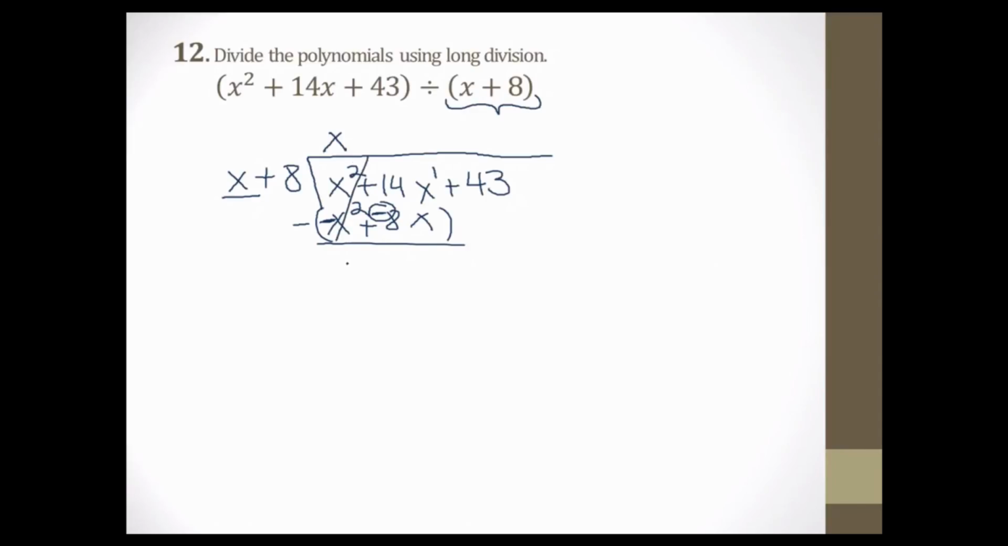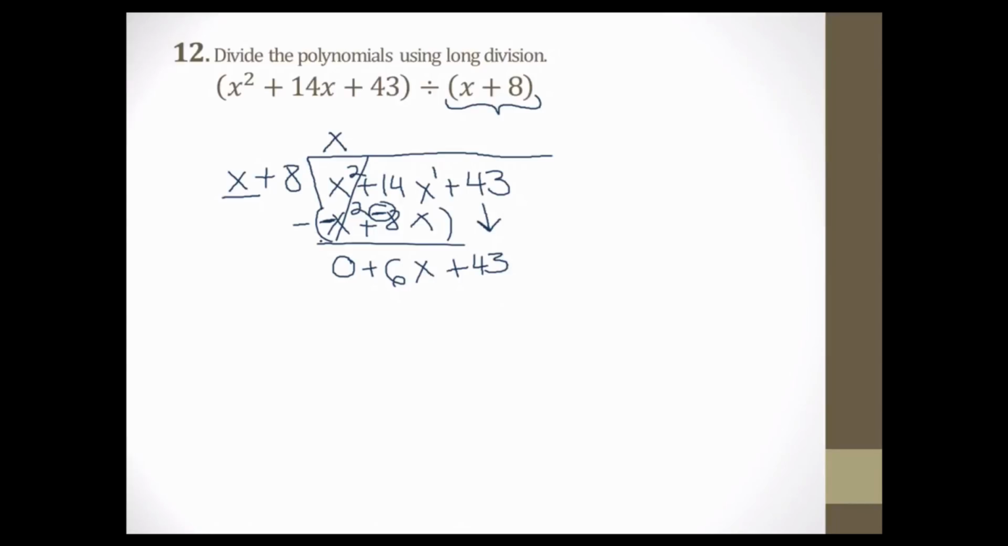Now we're ready to just add down: x squared minus x squared. This first term should always cancel out. That's how you know you did it correctly. And then 14x minus 8x, that leaves me with 6x. And then I'm going to bring down my next term, so plus 43.